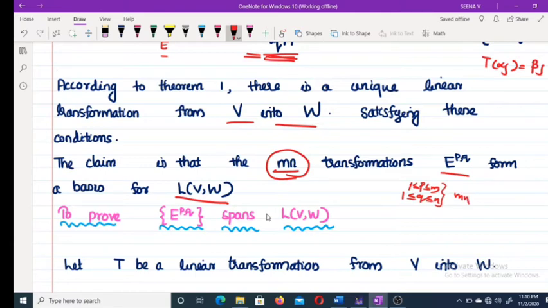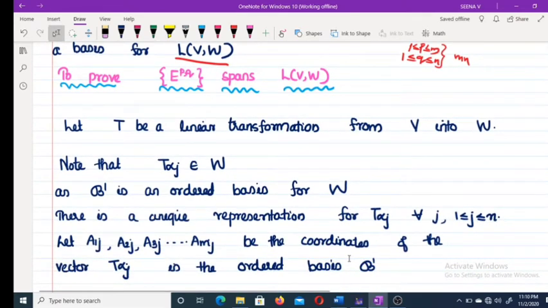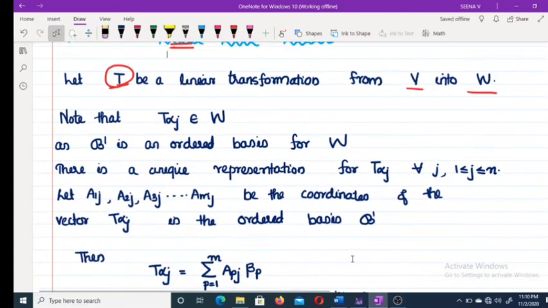So first we are going to prove that E^{p,q} spans L(V, W). For proving that E^{p,q} spans L(V, W), it is enough to prove that if you take any linear transformation T from V into W, then we can write it as a linear combination of E^{p,q}. Now, T is any linear transformation from V into W. T(alpha j) clearly belongs to W. As B' is an ordered basis for W, there is a unique representation for T(alpha j).